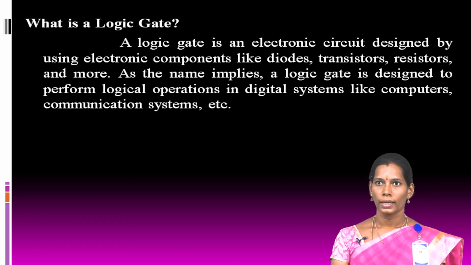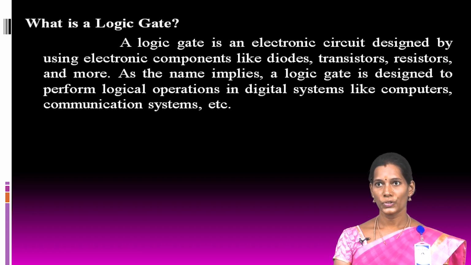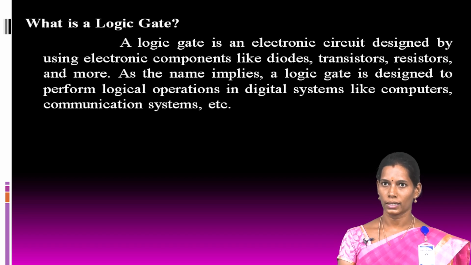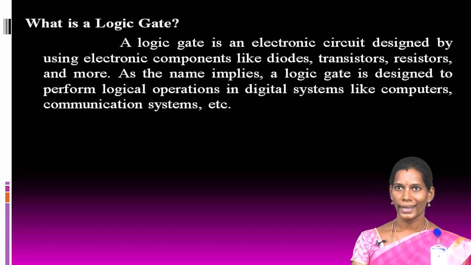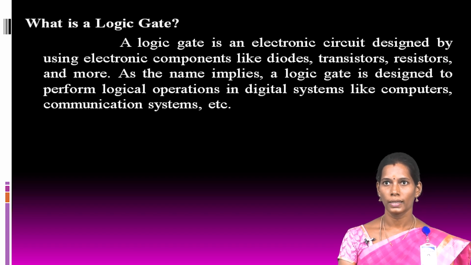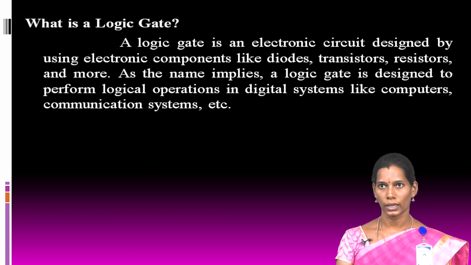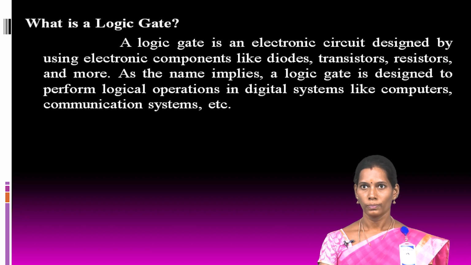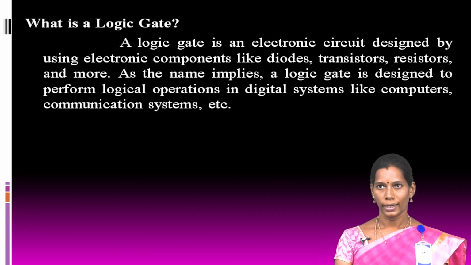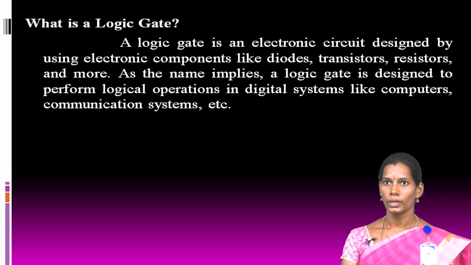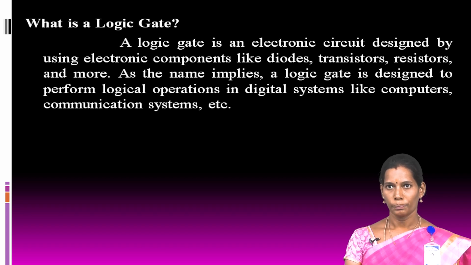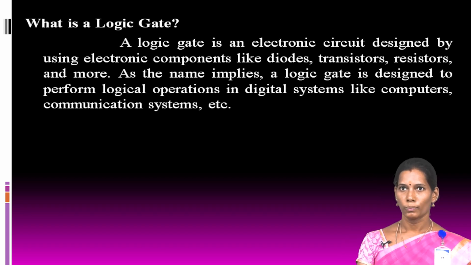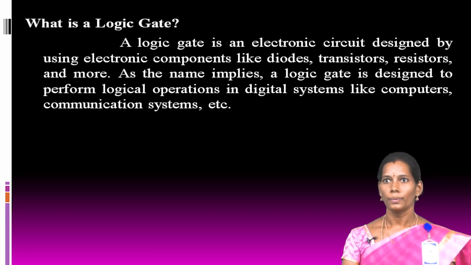As the name implies, a logic gate is designed to perform logical operations in digital systems like computers, communication systems, etc. Therefore, we can say that the building blocks of a digital circuit are logic gates, which execute numerous logical operations that are required in any digital circuit. A logic gate can take 2 or more inputs, but only one output. The output of a logic gate depends on the combination of inputs and the logical operation that the logic gate performs. Logic gates use Boolean algebra to execute logical processes.